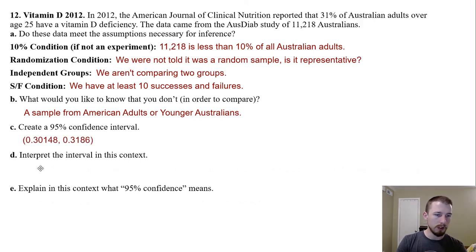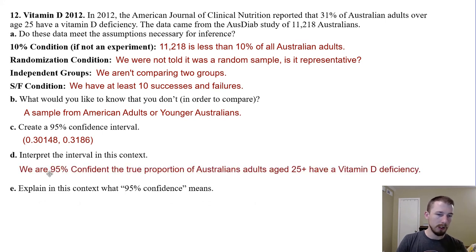Interpret the confidence interval in context. So we're 95% confident that the true proportion of Australian adults over the age of 25 that have a vitamin D deficiency is between these two values. Notice, because this is a fairly large sample of more than 11,000, we have a pretty small margin of error of about 1%.